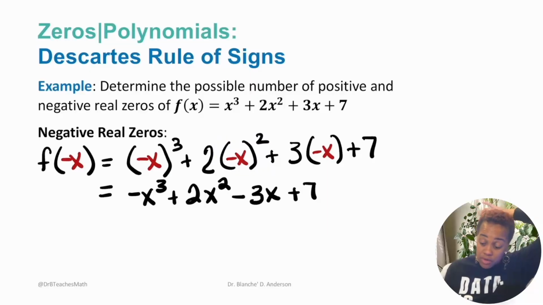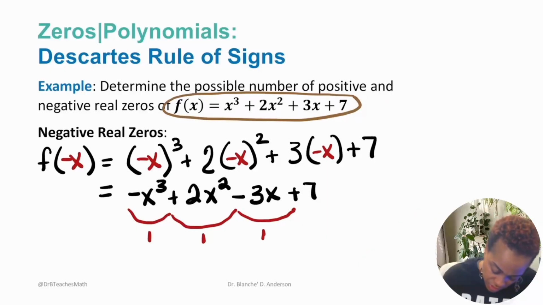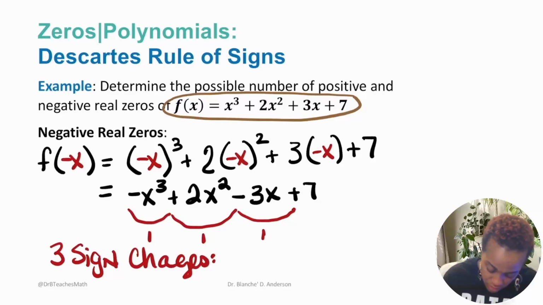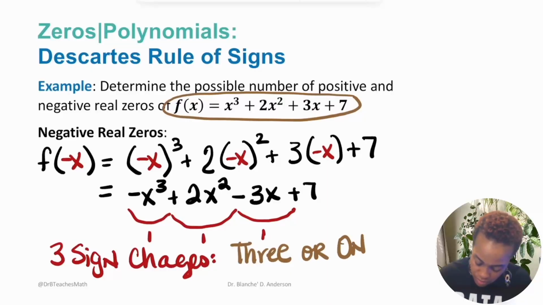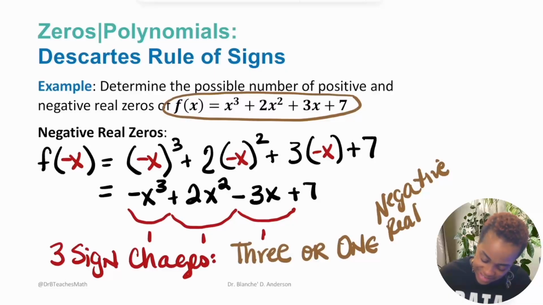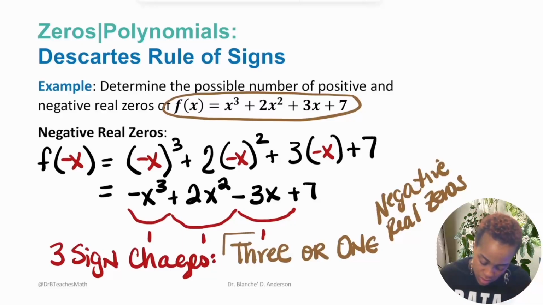So now count the number of sign changes. We go from negative to positive, that's 1. Positive to negative, that's 2. Negative to positive, that's 3. So we had 3 sign changes. That means we have 3, subtract 2, 1, negative real zeros. So you can have 3, subtract 2, 1, negative real zeros.